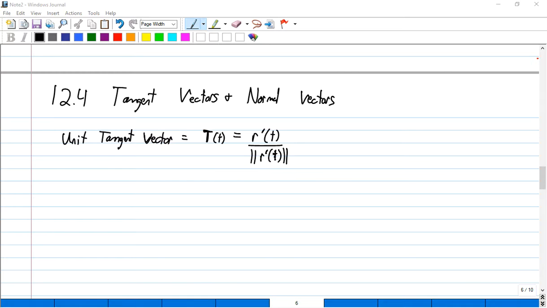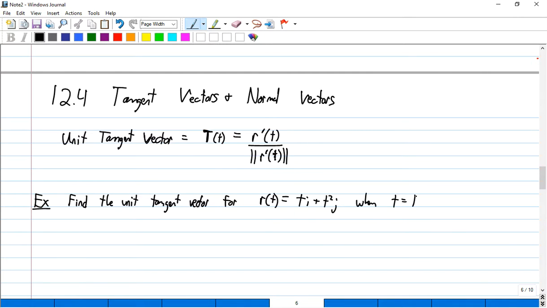All right, so let's say that, for example, how would we find a unit tangent vector if we're given a position vector? So find the unit tangent vector for r of t equals ti plus t squared j when t equals 1. Now we can come up with a general formula, but to actually get the vector out, we have to let t equal something.